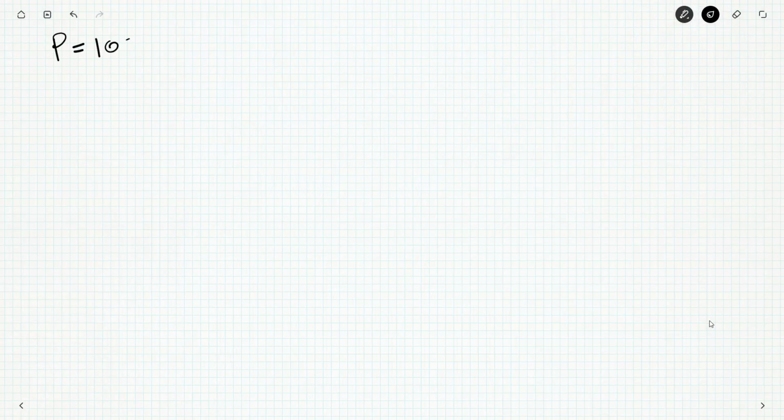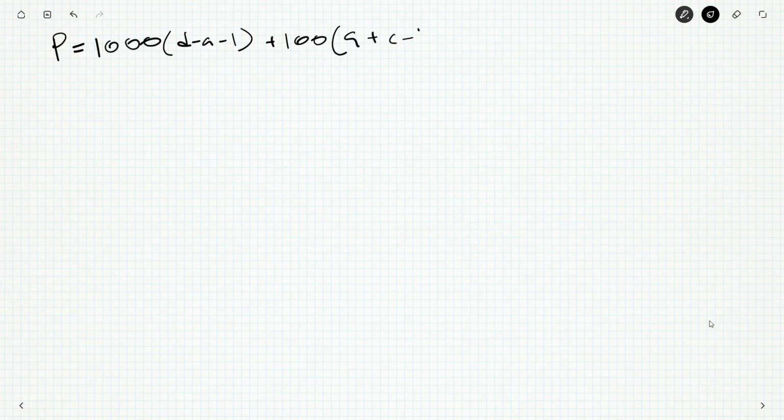So P is equal to 1,000 times D minus A minus 1, plus 100 times 9 plus C minus B minus 1, plus 10, and that'll be 9 plus 10, or 10 plus B minus C, plus 10 plus A minus D.